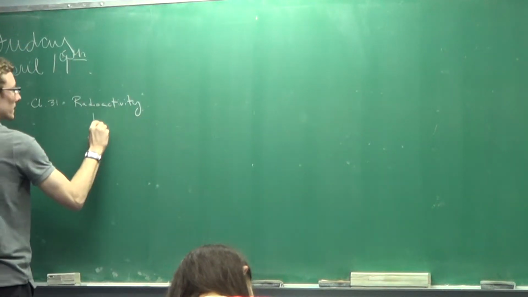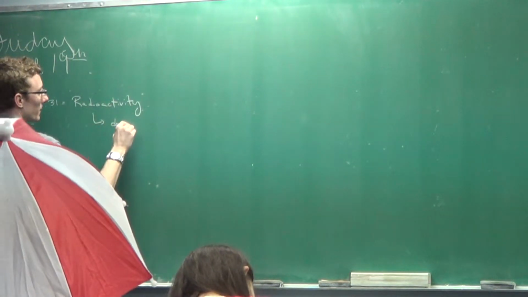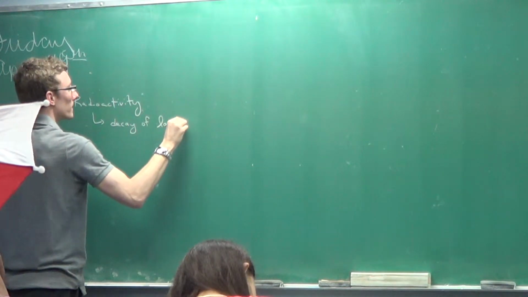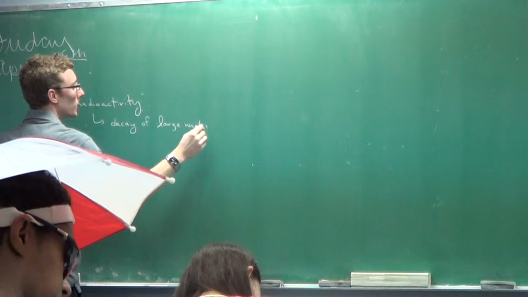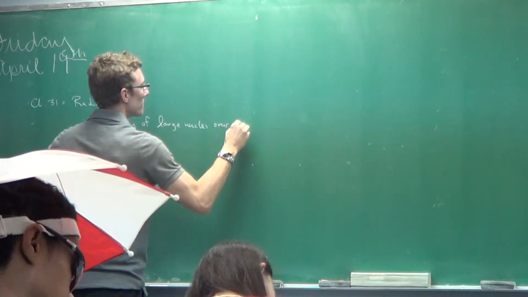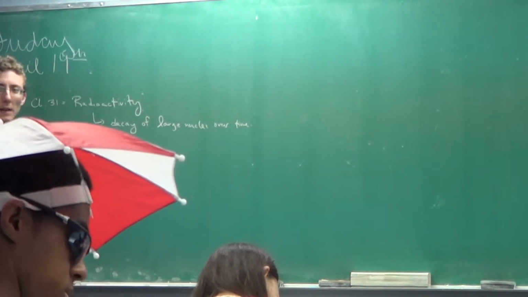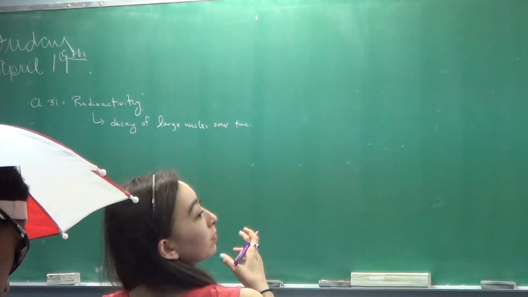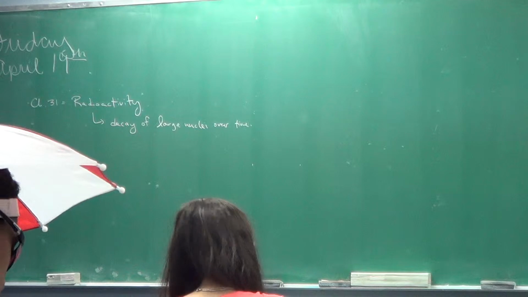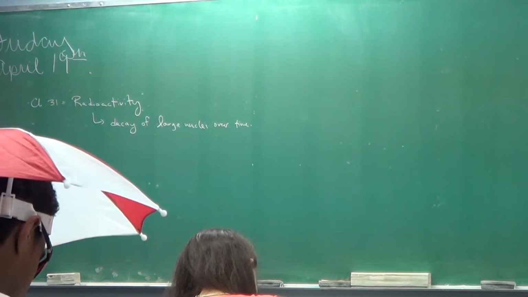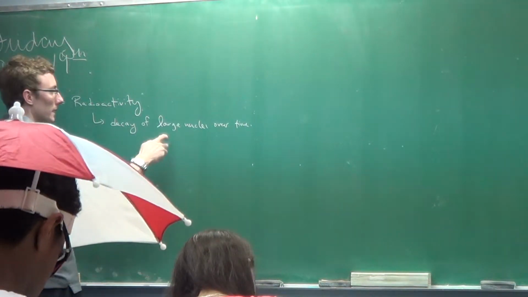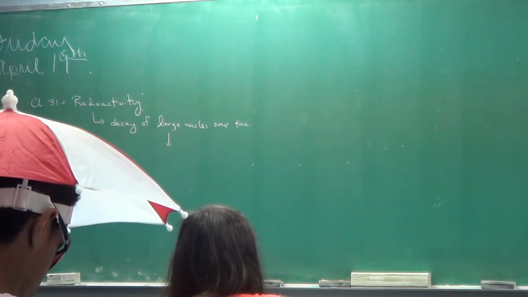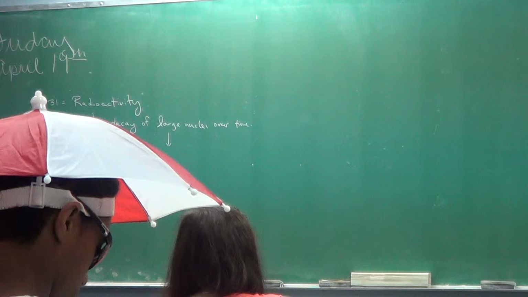Radioactivity here. Basically, radioactivity involves the decay of large nuclei over time. And that may not be the exact definition that was given initially, but that's paraphrased effectively, I think. Why is it that large nuclei decay radioactively? I mean, what property is it that large nuclei have that makes them so unstable?